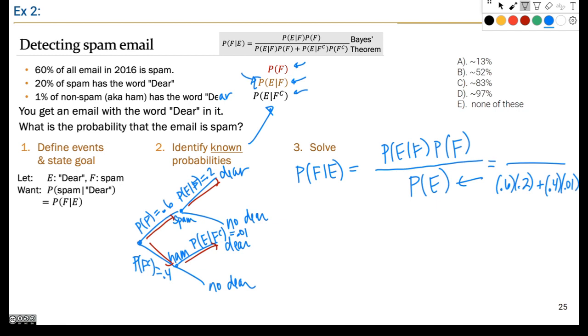And my numerator is this 0.6 times this 0.2 times 0.2 here. Good. And so we can put this all together and we get approximately 0.967. So our answer was closest to D. And again, classic example of using Bayes.